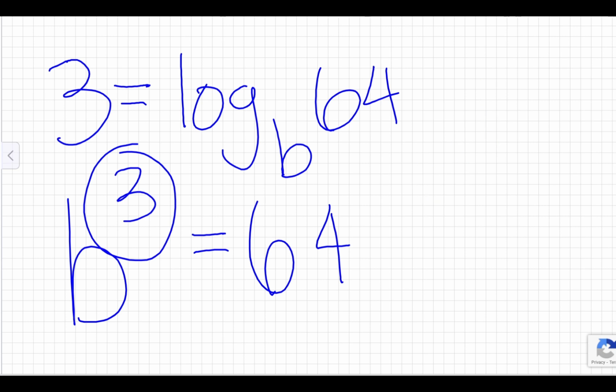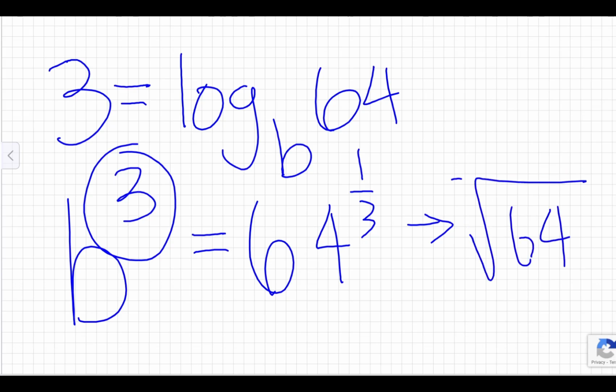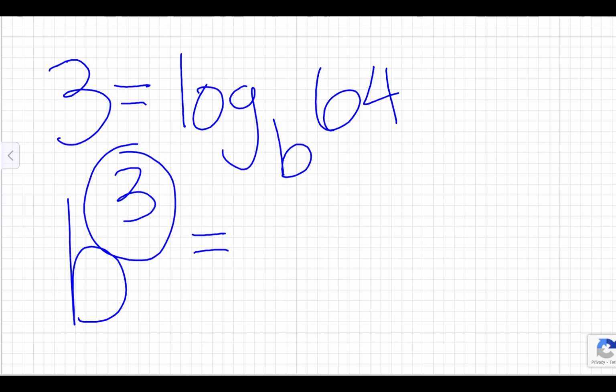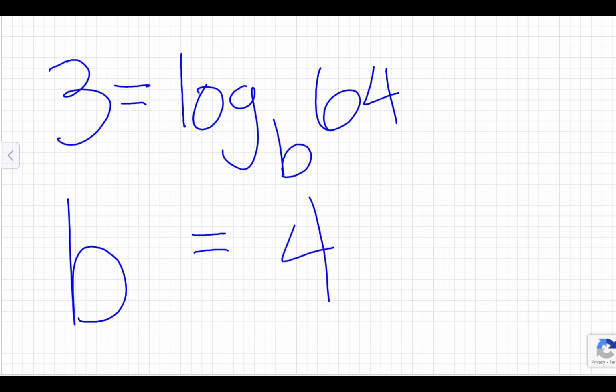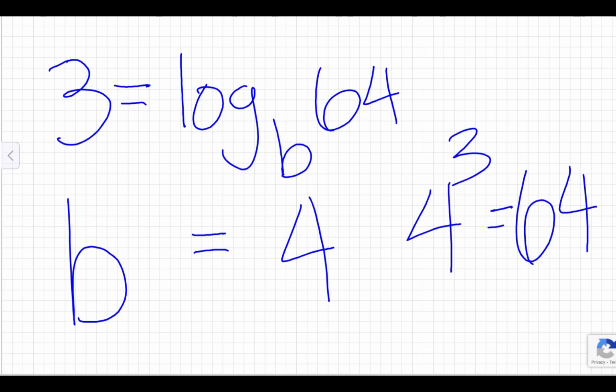So we just raise 64 to the power of 1/3, or in other words, the cube root of 64, which equals 4. Once we take the cube root, we just put 4. And we can double check this in our calculator: 4 to the power of 3 equals 64. Okay.